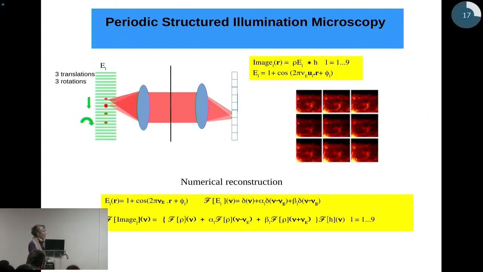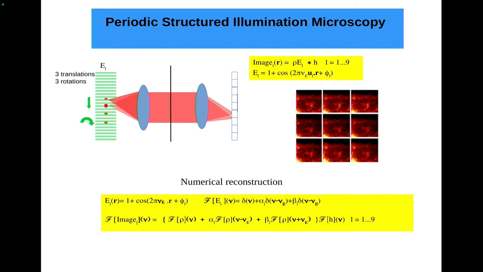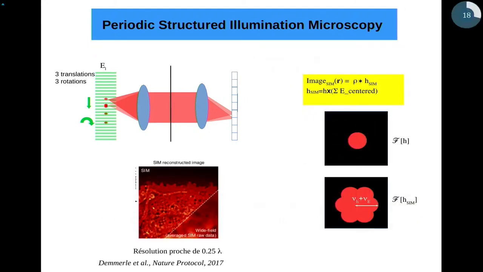And I'll just say one word about periodic structured illumination microscopy. In this case, you need very few images, only 3. You translate your grid 3 times, you rotate it, etc. You have a numerical reconstruction, and in the end, you are able to recover your image as the fluorescence density convolved with the super resolved point spread function, and the super resolved point spread function is h times the sum of your illumination that have been centered, and so you recover the spatial frequency of the object up to nu h plus nu e. It's perfect.